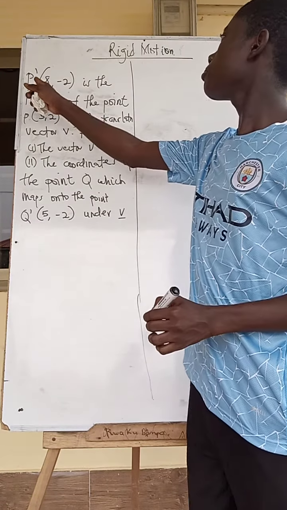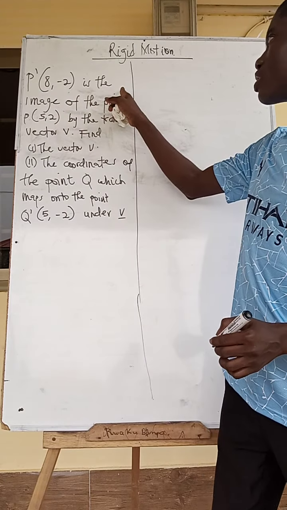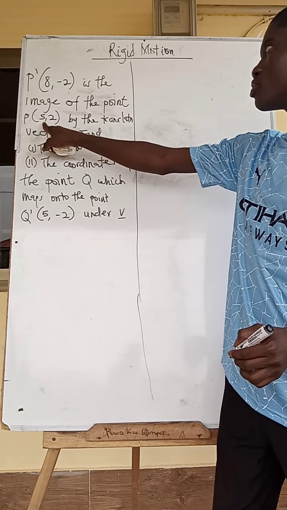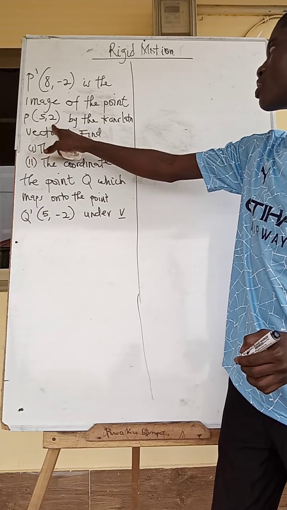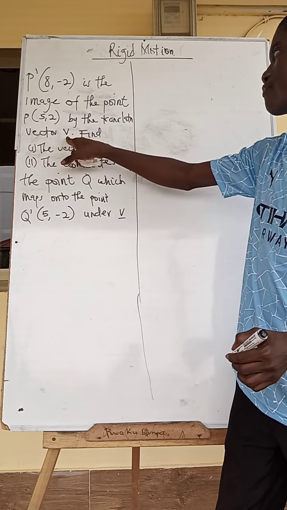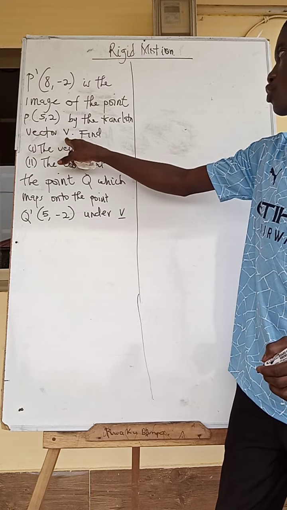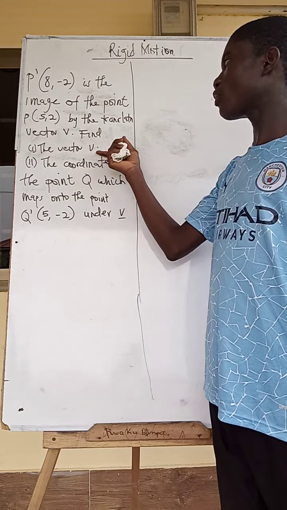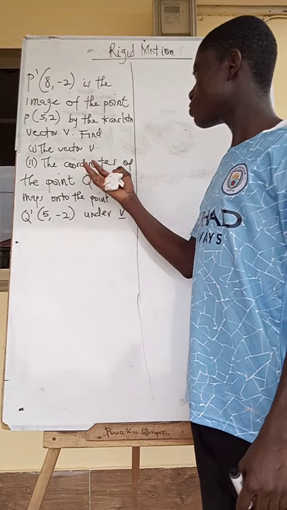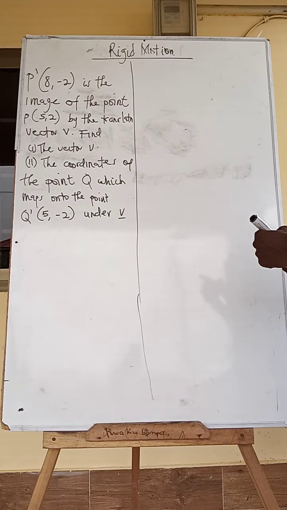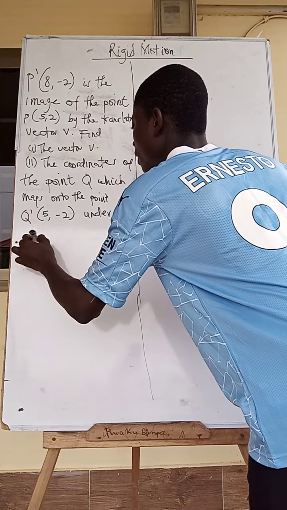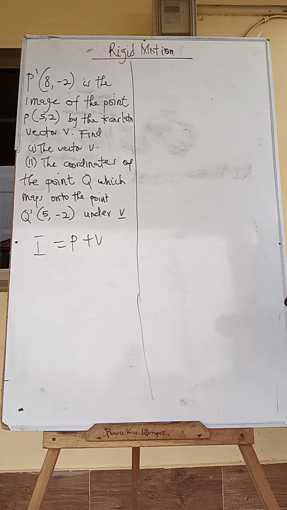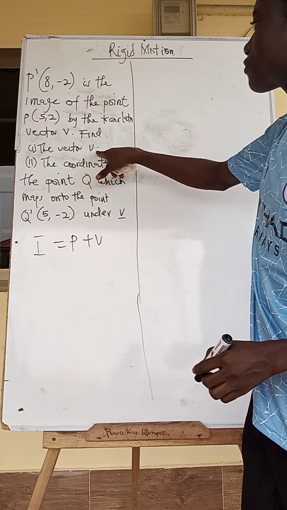So here, the image of P, they are saying P prime is the image of the point P. So we have an image and we have a point by the translation vector V. So here the vector is not given. So the first question says find the vector V. And after that we will find another. So let's try the first one first. So always don't forget our image is still point plus our vector, right? But here we are finding the vector V.